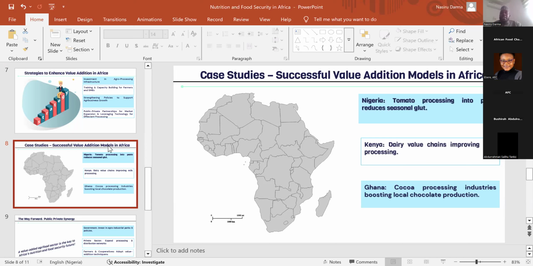Because tomato is an area where Nigeria is the second largest producer in Africa. We produce about 3.6 million metric tons annually. But it will interest you to know that 40 to 60% of this production is lost post-harvest, after this crop must have been produced, right?